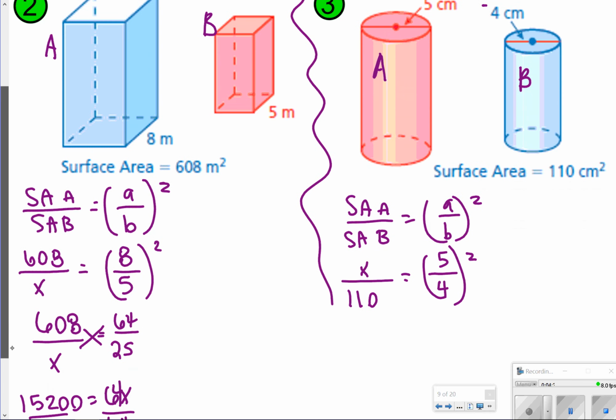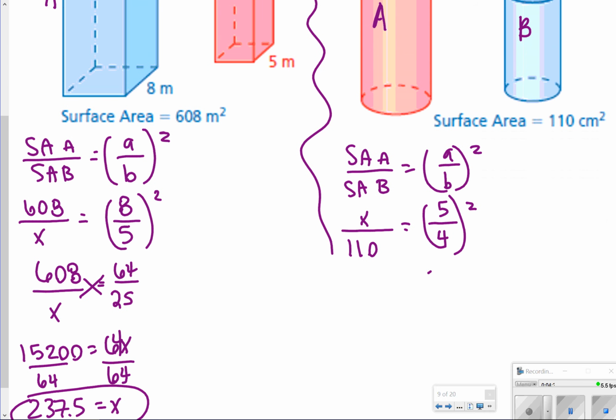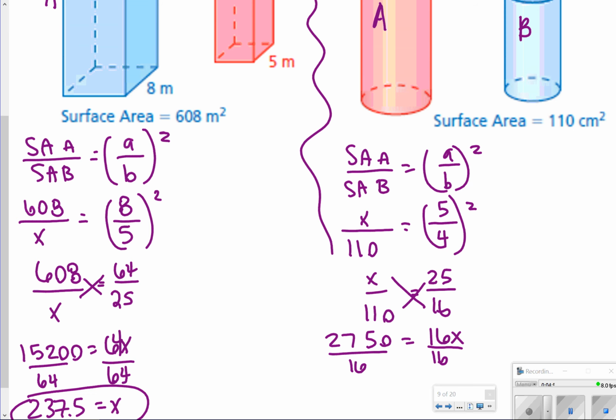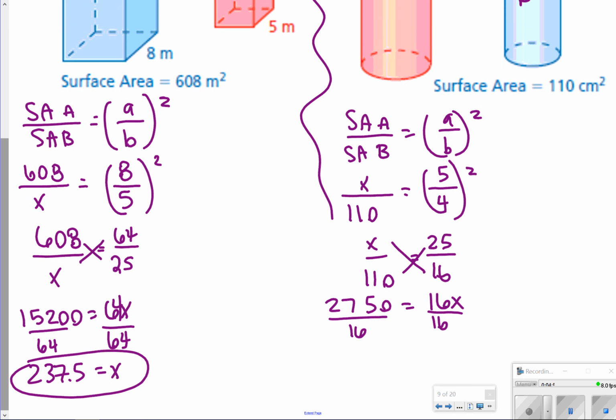Okay, so just moving right along here. I'm going to square these to get 25 over 16, so that's equal to X over 110. To start to solve, I'm going to have to multiply 25 times 110. That's going to give me 2,750, and 16 times x is 16x. Dividing both sides by 16, I am going to get a little bit of an interesting decimal here.